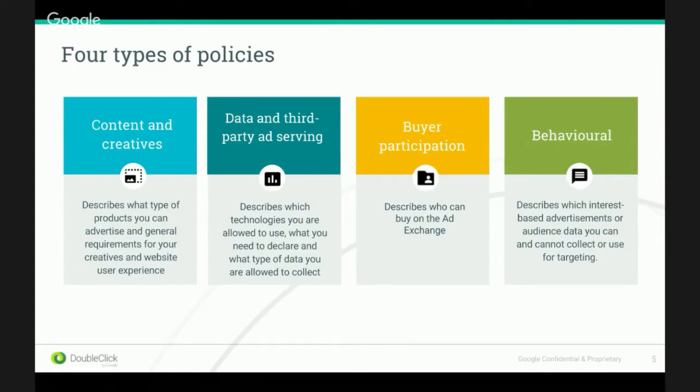Very briefly, content and creative policies describe what types of products you can or can't advertise on AdX, general specification requirements for your ad creatives, and website user experience requirements. Third-party ad serving and data policies note which technologies you're allowed to use, what you need to declare to us, and what type of data you're allowed to collect. Buyer participation policies go over what types of companies buy on the ad exchange. And lastly, behavioural policies describe which internet-based advertisements, including remarketing, you can or can't use for targeting or data collection.